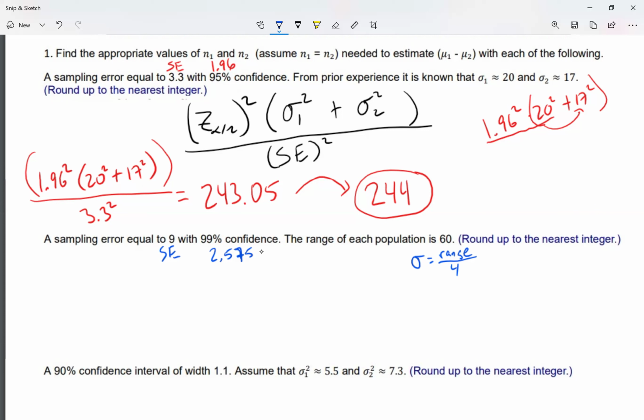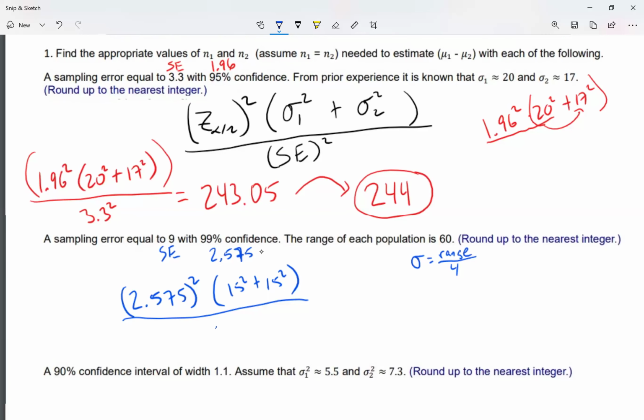I'm going to go 2 point, because I had to type in my Z-score, right? I'm using the formula in black from above. So I'm going to go 2.575 squared times 15 squared plus 15 squared. Because remember, my standard deviation is range divided by 4, so 60 divided by 4. And all of this divided by 9 squared.